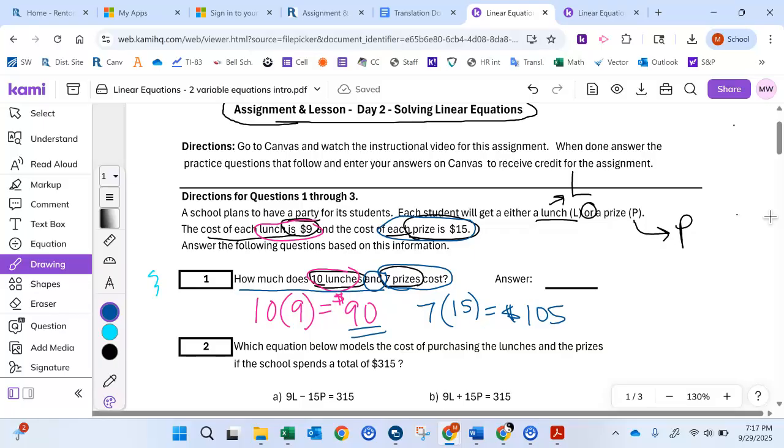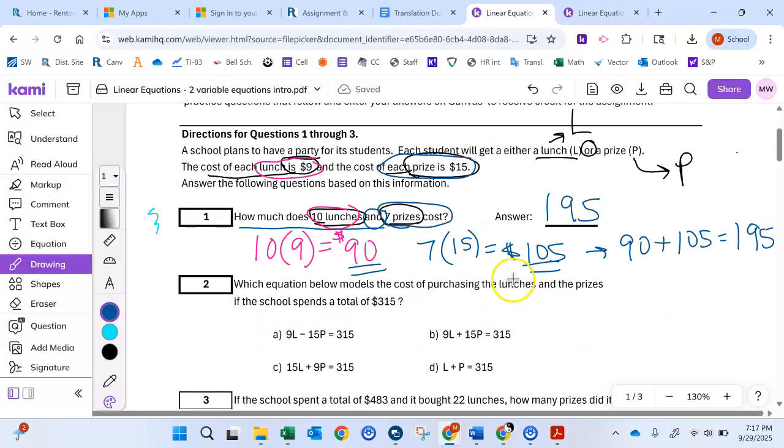But we want to know how much this and that cost together. So that would be 90 plus the 105. So I'm going to go 90 plus 105 equals 195, okay? So that's why the answer for the first one was 195. That's how you do question number 1.